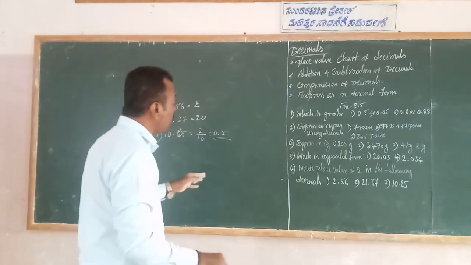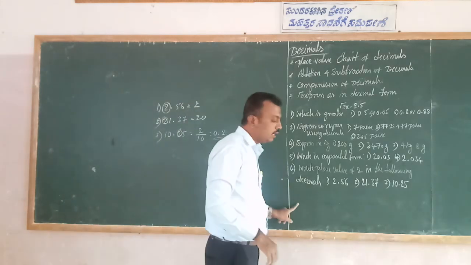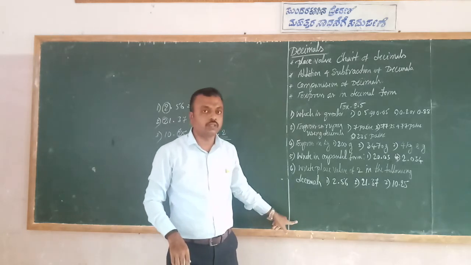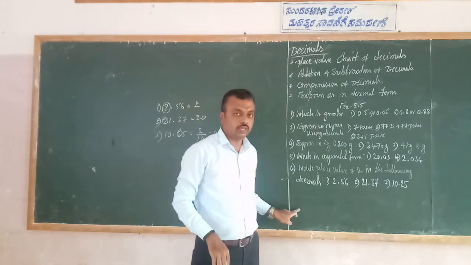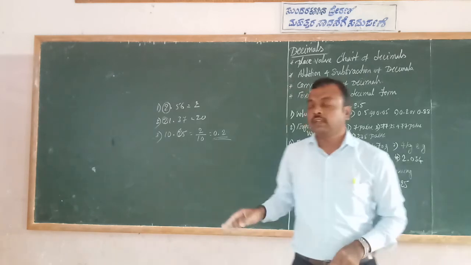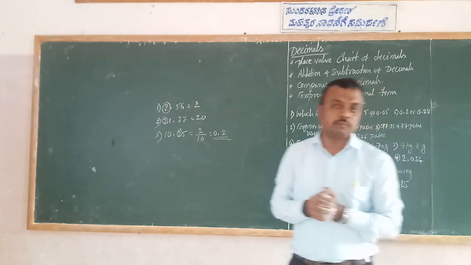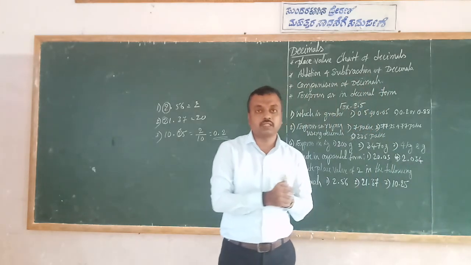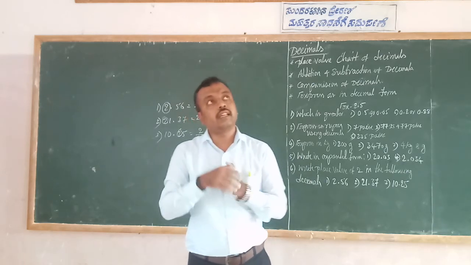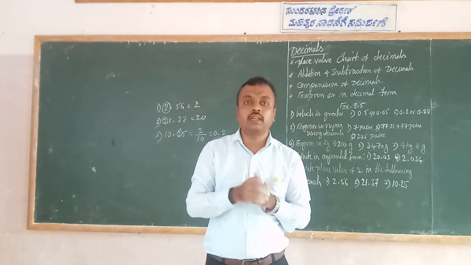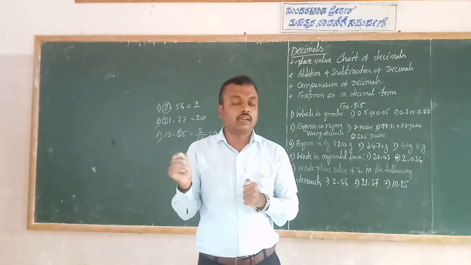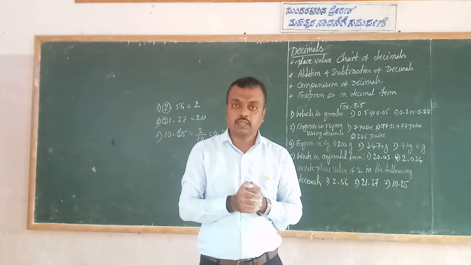In the remaining questions of this exercise, addition and subtraction word problems are there. You have to do them at home. Okay, students? These are the place values of decimal numbers, and addition and subtraction of decimals. In the next classes, we will discuss multiplication and division of decimals. Okay. Thank you.